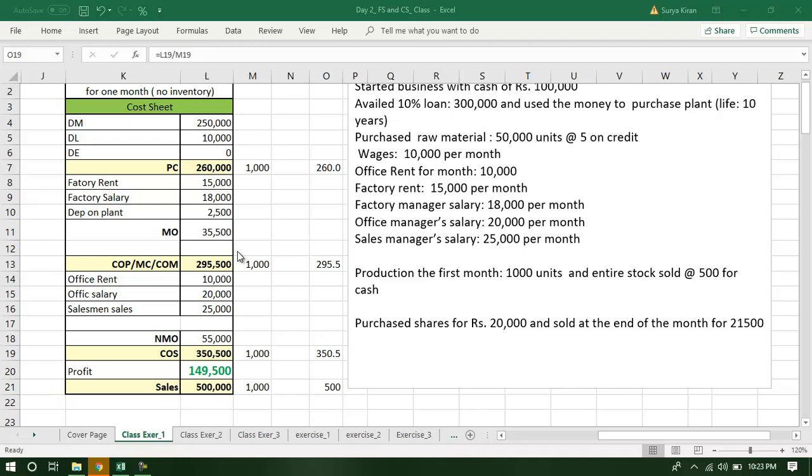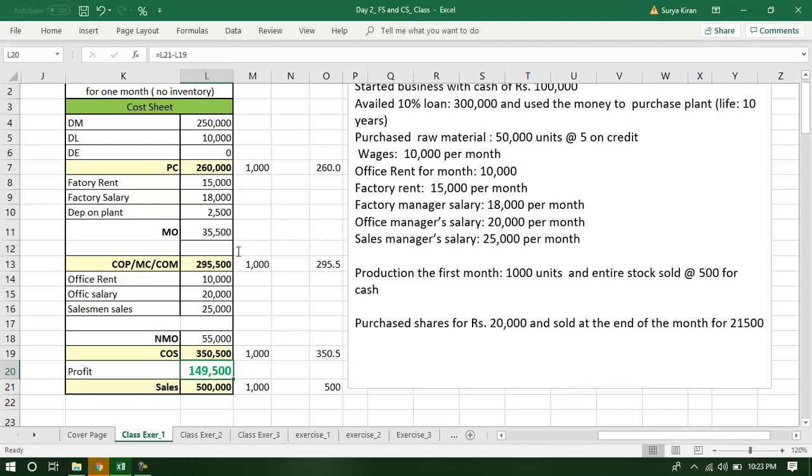So 1000 into 500 is the sales. Therefore profit is sales minus the total cost. But will this profit tally with the profit as per the income statement? Obviously no, because we are not recognizing interest. We are also not recognizing income from other sources. So we will see the difference between the income statement and the cost statement a bit later on.